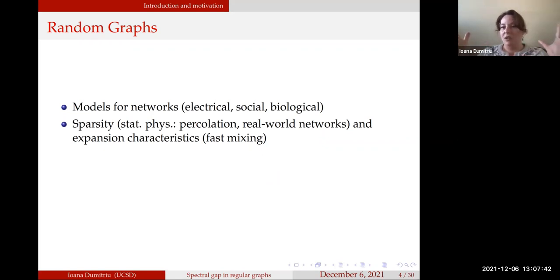So these are things that we observe in the real world. We all remember the six degrees of separation, six degrees of Kevin Bacon, and so on. So these are things that real-world networks exhibit.